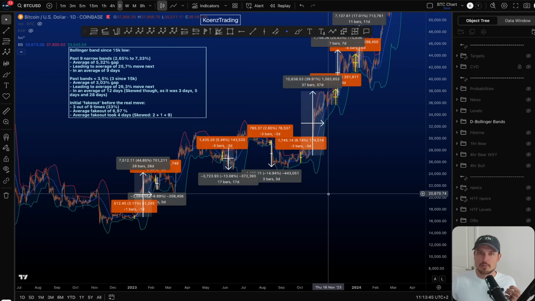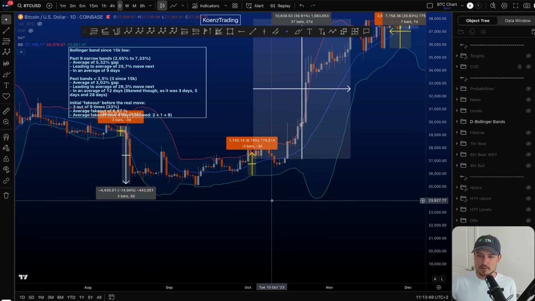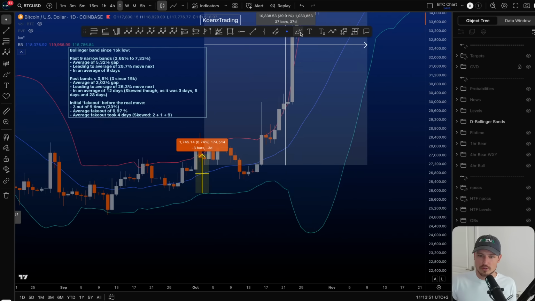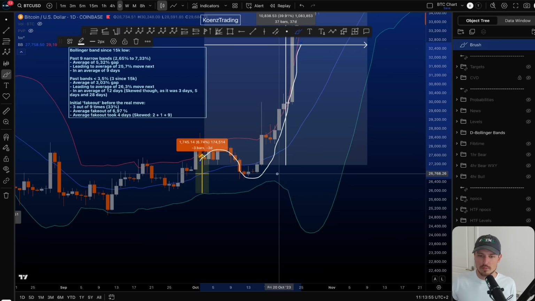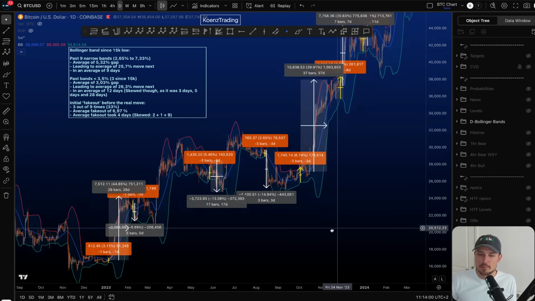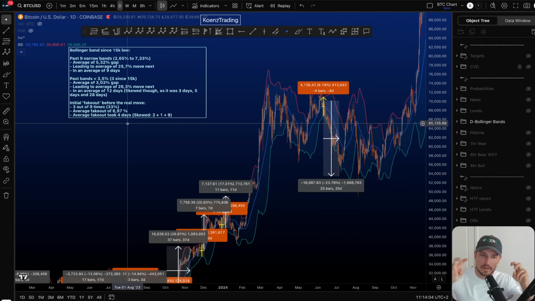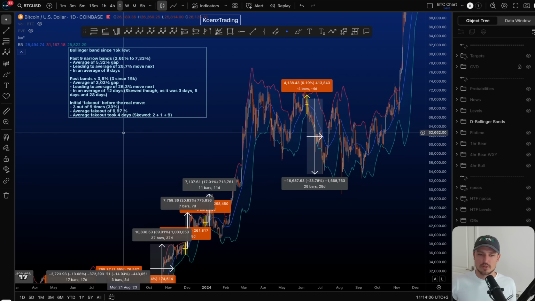Now then I was like, okay, but how many fake outs do we have? A fake out is when price basically moves in the opposite direction first. So we have a narrow band, but price first moves down before you get the move. This is what I then classified as a fake out. Over the past 9 times we had a narrow Bollinger Band, there was such a fake out 3 out of 9 times, so 33%.